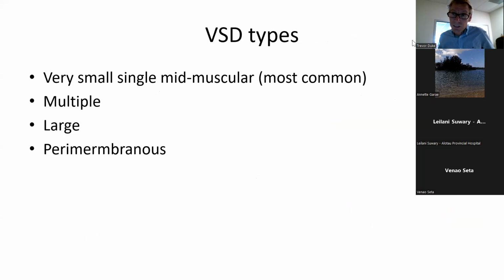VSDs can be either small or large. They can be single or multiple, and they can be high or low in the ventricular septum. And the types of VSDs influence the presentation to some extent. Large VSDs obviously present very early, as I said, at 2 or 3 months of age, and small mid-muscular VSDs may not present at all. They might just be incidental findings that you find in a 7 or 8 year old child who's otherwise well, has got a murmur.